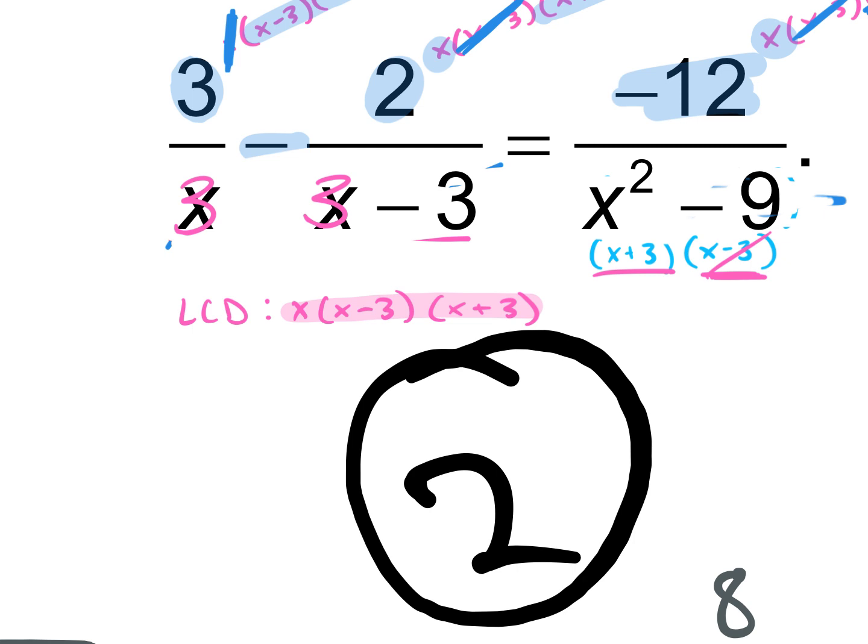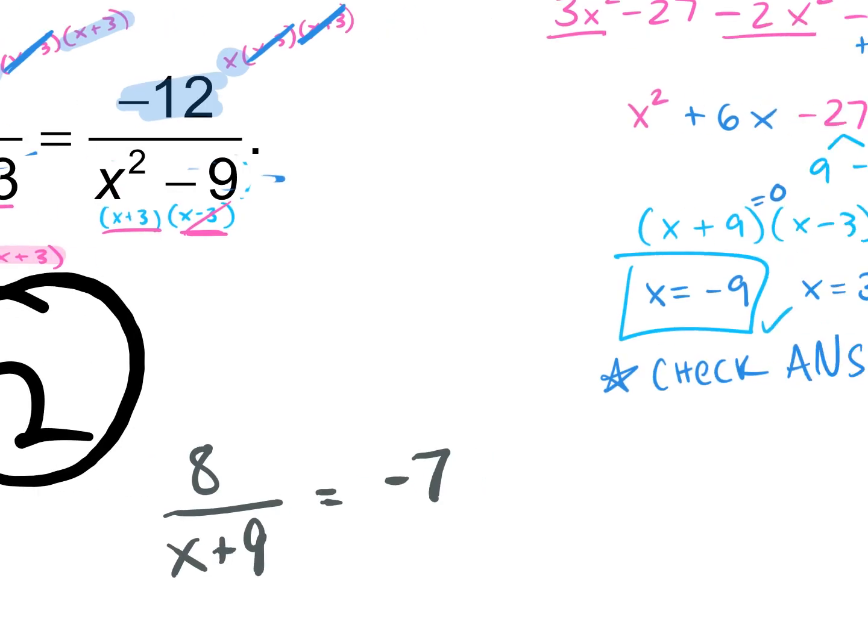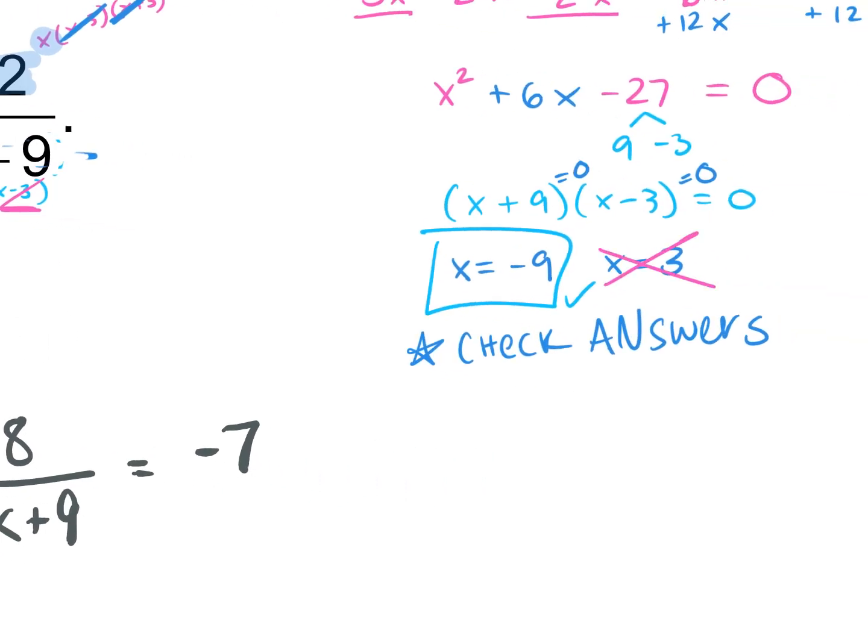0. So is 3 one of my answers? No. It's an extraneous solution, so it does not count. So our only answer here is negative 9. So we check our answers to make sure we don't have 0 in the denominator.